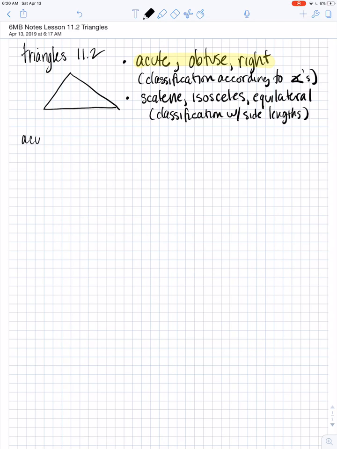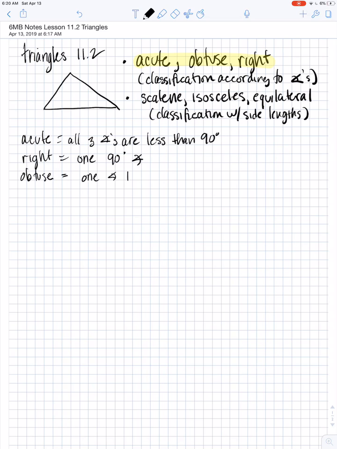Okay, for something to be an acute triangle, all three angles are less than 90 degrees. All three angles are less than 90 degrees. For something to be a right triangle, well, you have one 90-degree angle. That's what makes it a right triangle. And for obtuse, it's impossible for all three angles to be greater than 90 degrees, but to have an obtuse triangle, you have one angle that is greater than 90 degrees. Okay, fantastic. So that makes pretty good sense.